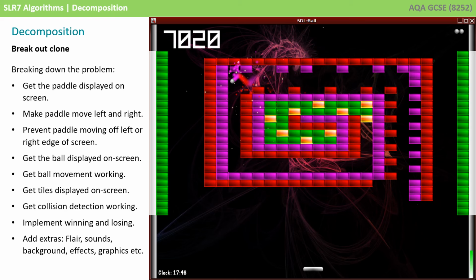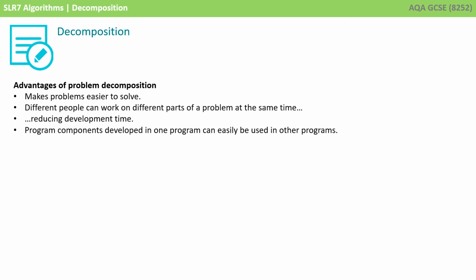So this was an example of how we may approach a typical computer game. It feels very difficult to achieve until you start breaking down the problem and solving the individual constituent parts. And again, this is problem decomposition. So the advantages of problem decomposition include making a problem easier to solve. Different people can work on different parts of the problem at the same time, and this will reduce development time and cost.